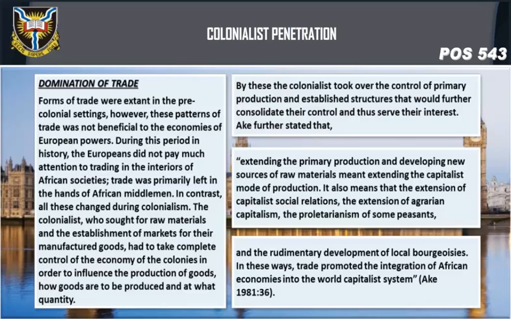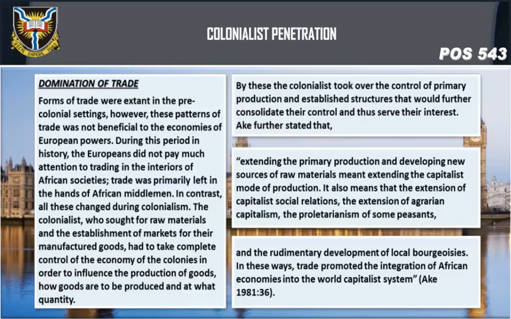The colonialists, who sought raw materials and the establishment of markets for their manufactured goods, had to take complete control of the economy of the colonies in order to influence the production of goods, how goods are to be produced, and at what quality. By this, the colonialists took over the control of primary production and established structures that would further consolidate their control and thus serve their interest.